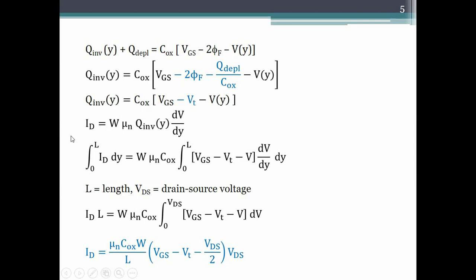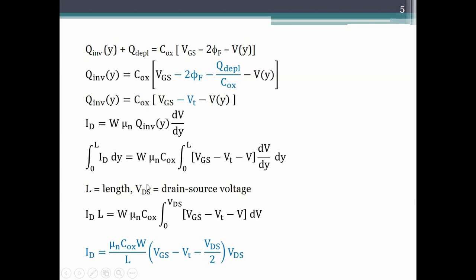So we get this, and then there is a dV dy, right? V varies with y. So then what we do is we integrate id from y equal to 0 to y equal to L along the length of the channel. So that is the left hand side. Right hand side, W mu and Cox comes out, and we'll get this dV dy on the right hand side. id of course is constant with y. id cannot change with y, otherwise current continuity will not be maintained. So this integral simply becomes id times L.